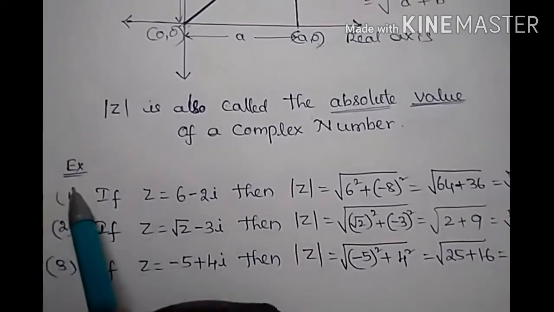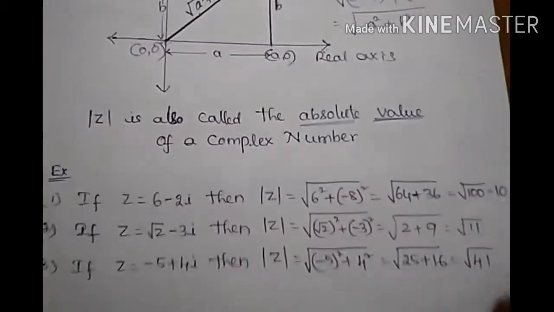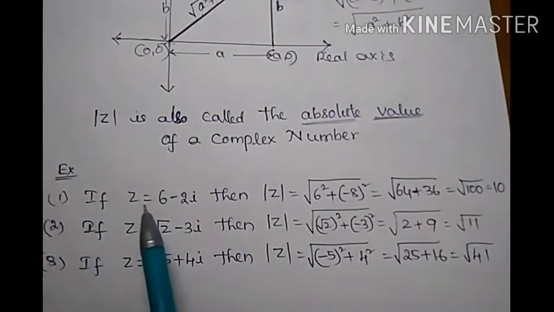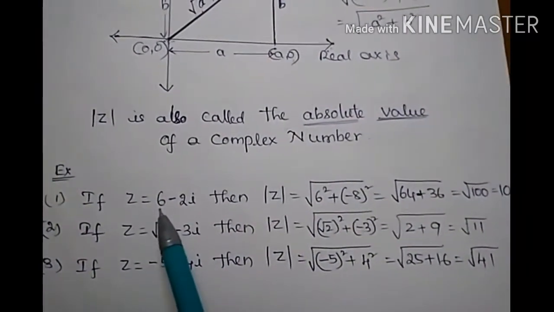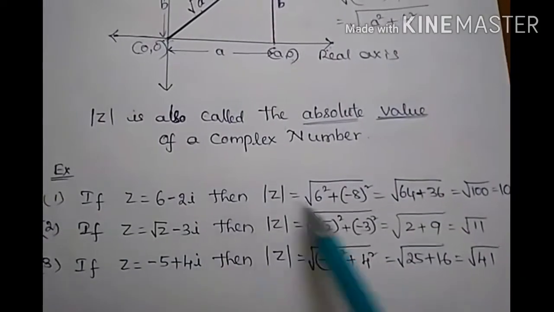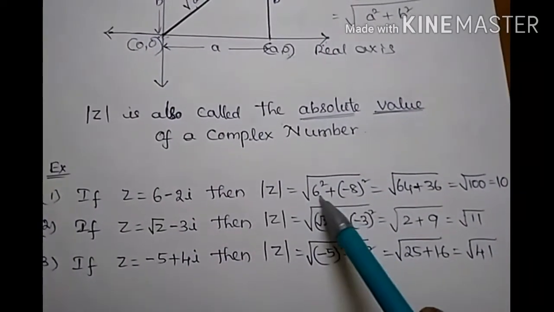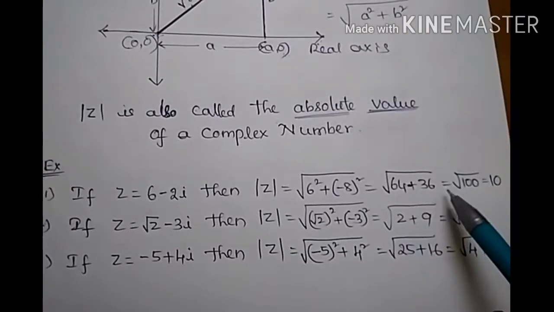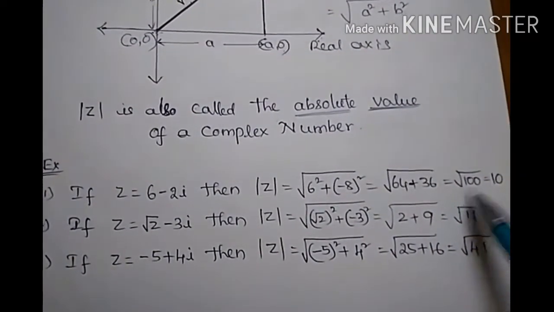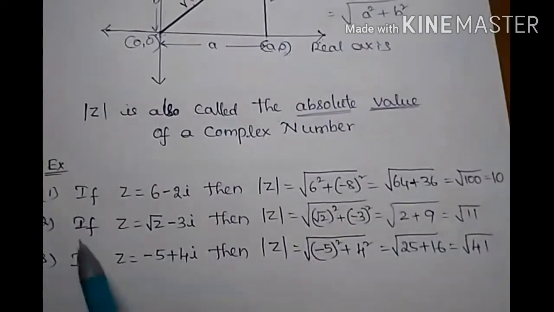Let us see some examples. If z is equal to 6 minus 8i, then modulus of z is equal to square root of real z square plus imaginary z square. So square root of 6 square plus minus 8 square gives square root of 36 plus 64, which is equal to root 100, which is equal to 10.